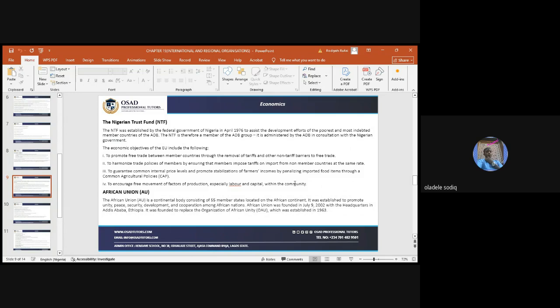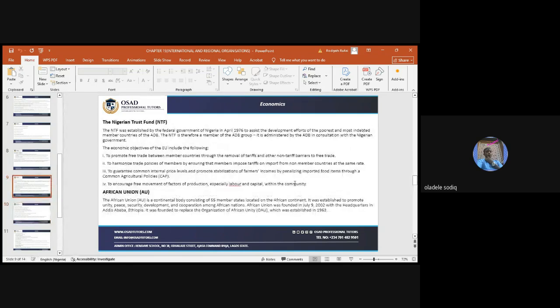And why was it set up? To assist the development efforts of the poorest and most indebted member countries of the ADB. So any member countries of the ADB that are poor, that don't have money to finance or support their country, the Nigeria Trust Fund will provide support to them. So what are the objectives of the Nigeria Trust Fund? Like I said, it is to provide financial support for member countries.